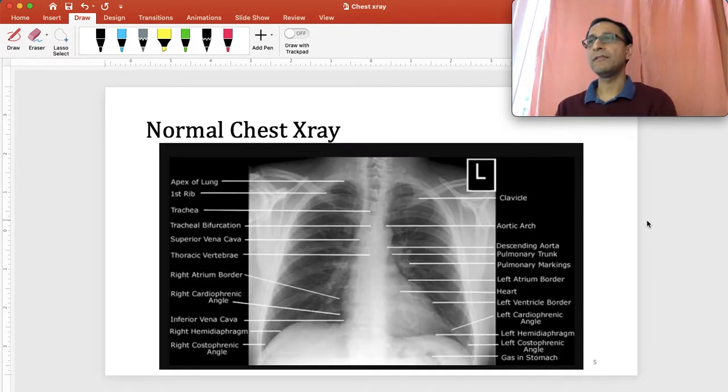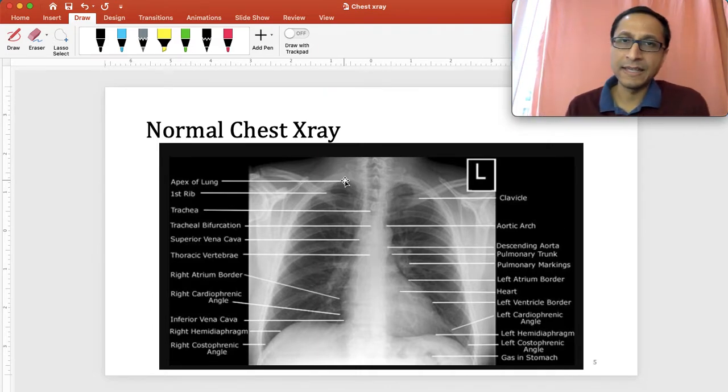All right, so here we have a normal chest x-ray, very high yield slide. Right here at the top, we have the apex of the lungs. We have the first rib, and this is the clavicle on this side. Same thing here, clavicle on this side. Then we take a look at the trachea. And as we are going down, we look at the tracheal bifurcation right over here. We have the superior vena cava coming right over here and entering the right atrium of the heart.